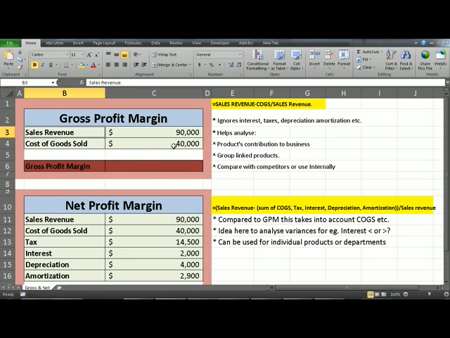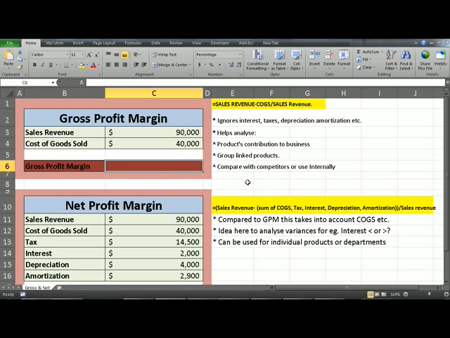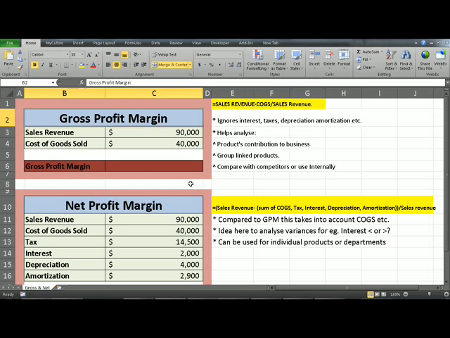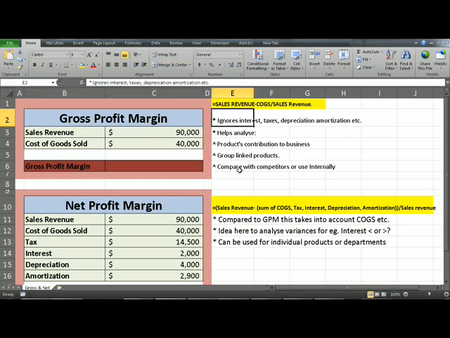The idea here is to use this information once it's calculated to compare it with your competitors, or if you're an investor, you might want to compare different companies and see which one is more efficiently generating revenue without having a lot of cost of goods. Another thing to note is that when you're calculating gross profit margin, it ignores things such as interest, taxes, depreciation, amortization. They're not included in it.